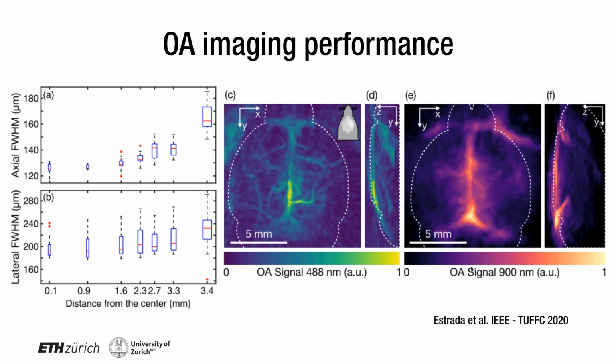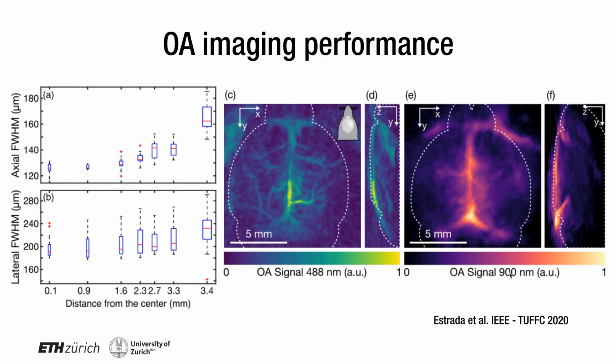The optoacoustic imaging performance of POTUS is in the order of 200 microns in resolution. Here you can see these two plots for axial and lateral resolutions. Here at the center you can see an example of imaging using a wavelength of 488 nanometers. And although the imaging depth is not great, this wavelength is very important for calcium imaging using fluorescent indicators. And finally on the right you can see that you can reach deeper in the mouse brain if you use longer wavelengths.